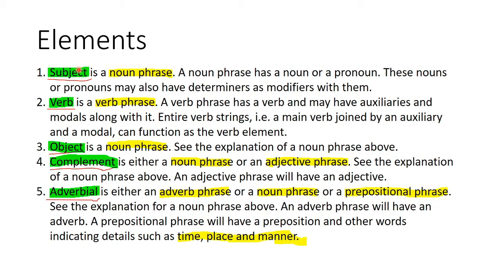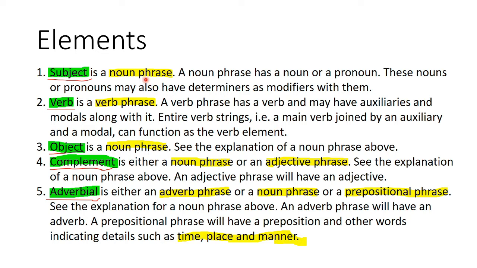As is clear from this narration, a subject is a noun phrase. A verb is a verb phrase. An object is a noun phrase. A complement is either a noun phrase or an adjective phrase, and an adverbial can either be a noun phrase or an adverb phrase or a prepositional phrase.